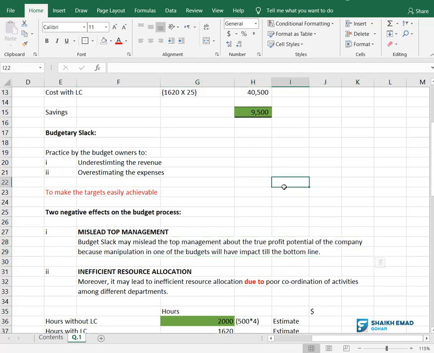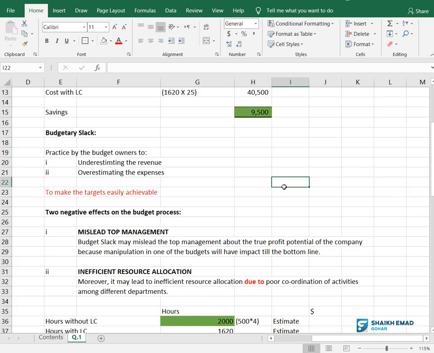Okay, what is the point exactly? Two negative effects means problems. First of all, it will mislead your top management. How? Because you are underestimating the revenue. It will mislead the top management or not? Definitely. Like, top management was expecting $1 billion revenue, but you understated the revenue. Now they are expecting less revenue. Getting it? Which is not correct.